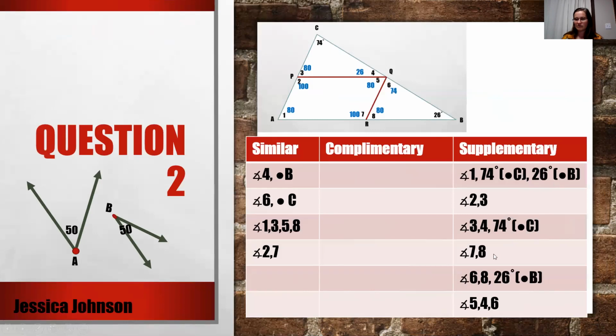Angles 2 and 3 were supplementary, and angles 3 and 4 with point C at 74 degrees, and angles 7 and 8, and angles 6, 8, and 26 degrees right here. And then angles 5, 4, and 6 were supplementary because, again, when added together, they come to 180 degrees.